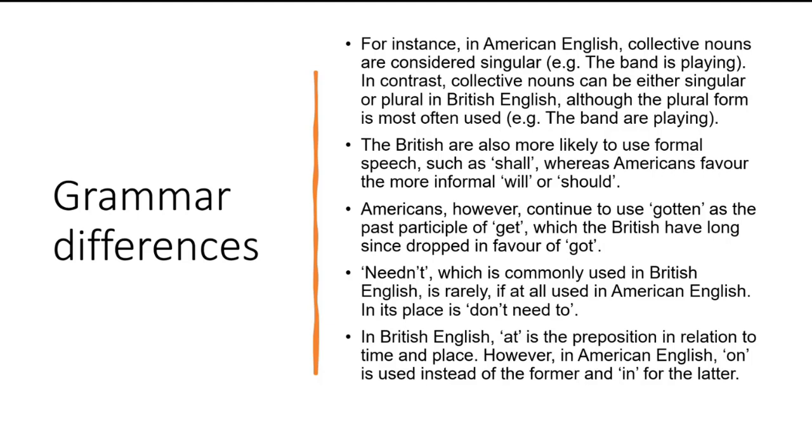Now, there are also some grammatical differences when you choose the British or the American English. For instance, in the American English, collective nouns are singular. So in the American English, we'll say the band is playing, right? But in the British English, collective nouns can be singular or plural. So for example, you can say the band are playing. Another thing is that the British mostly use formal speech like shall, whereas Americans prefer will or should. Americans, however, continue to use gotten as the past participle of get, while the British have stopped using that, they just say got, right? And so on. So you see that there are some grammatical differences.